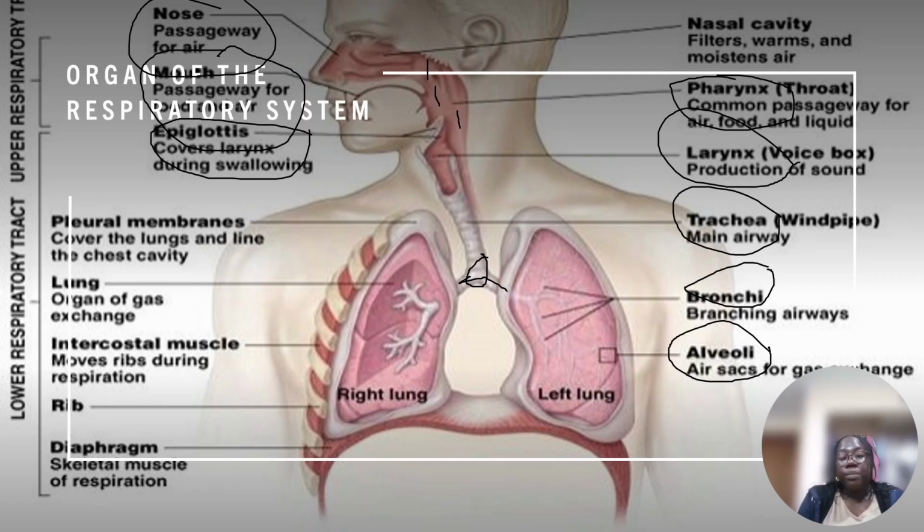reaches the alveoli. The alveoli, or air sacs, are where the gas exchange occurs between the capillaries and the lung. And this happens by passive transport, through pressure, where the oxygen or the carbon dioxide goes from a place of high concentration to a place of low concentration.